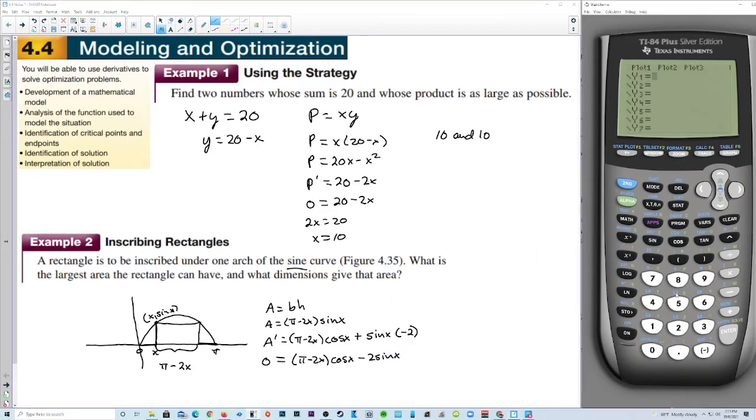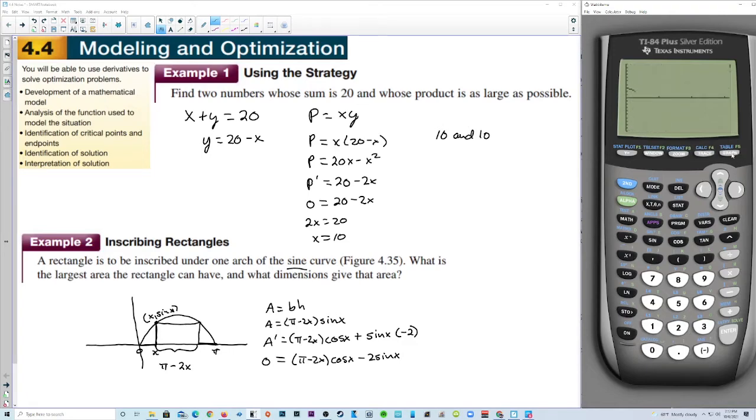So let's plug this into y equals pi minus 2x, and then cosine of x, minus 2 sine of x. Now we know that the x value has to be between 0 and pi. So let's go with window. Let's go 0 to pi. And then maybe negative, I don't know, negative 10 to 10. Let's do that and let's see what it looks like. And we'll go by ones.